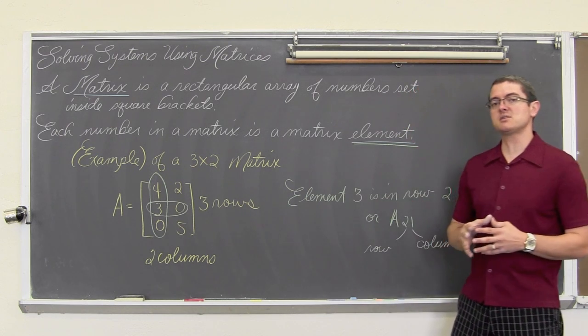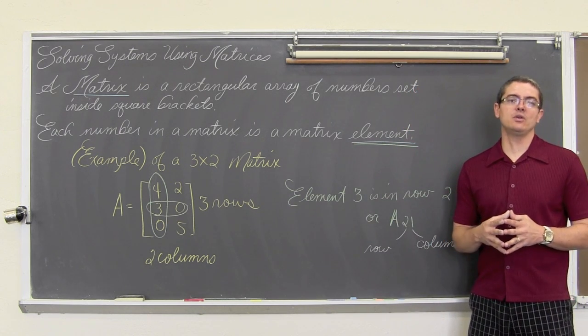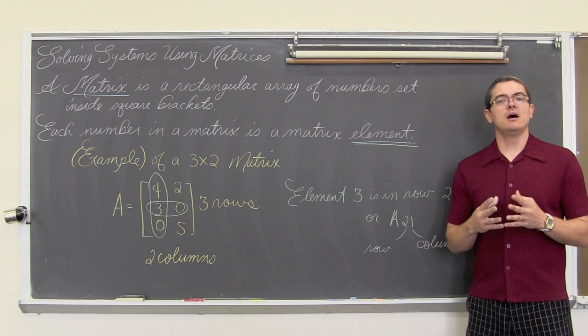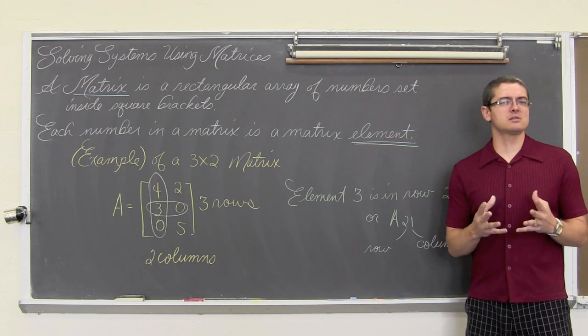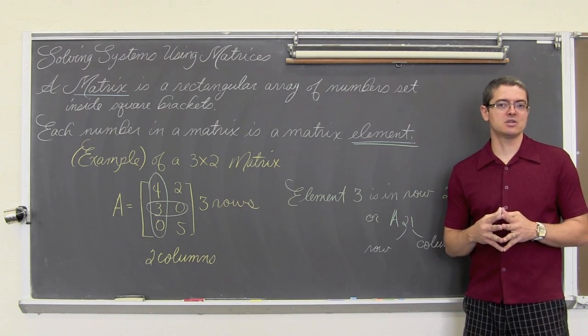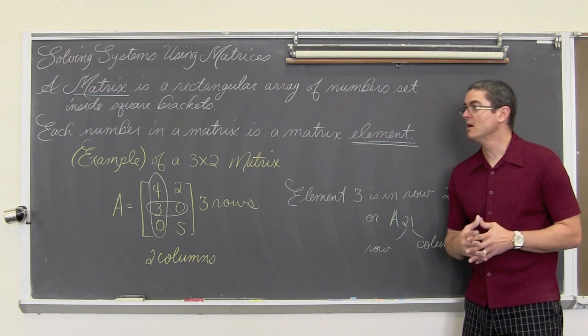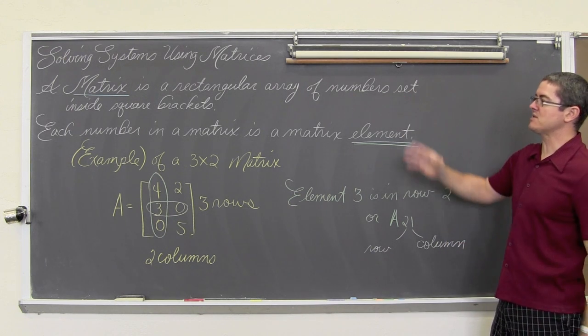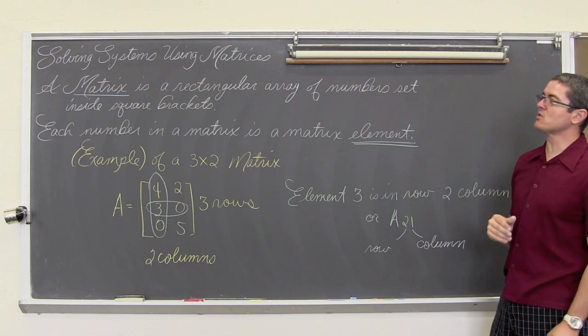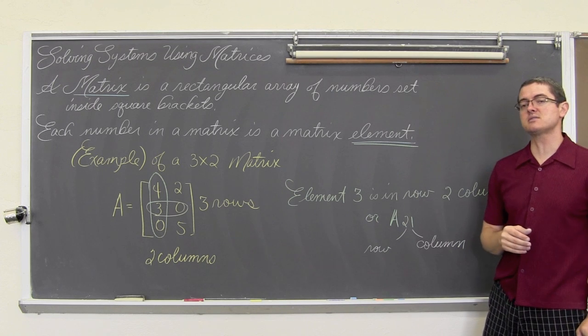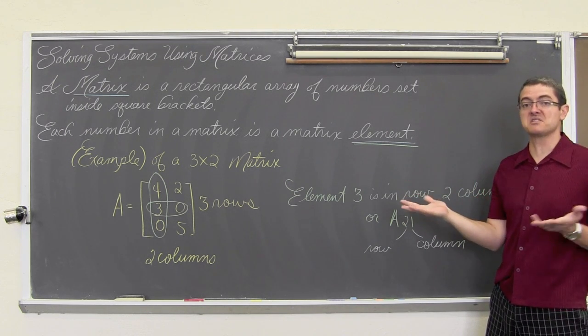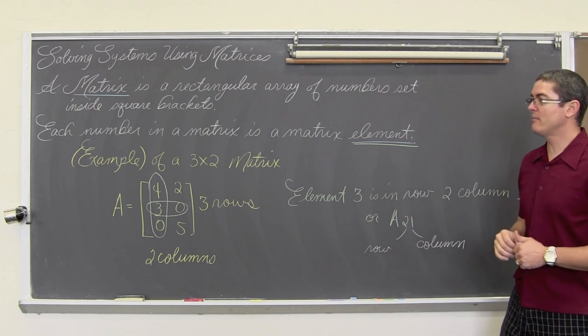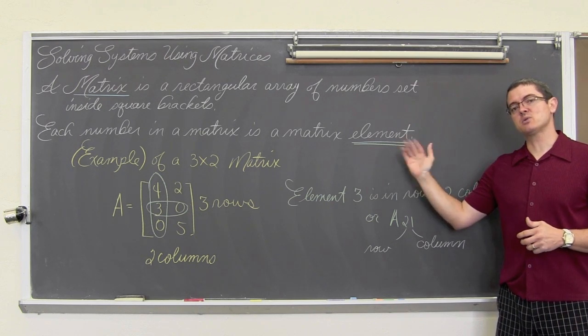A matrix is basically a way of writing systems of equations in shorthand notation, without having to include all the variables. So let's get the very, very basics down first. A matrix is a rectangular array of numbers set inside some square brackets. That's it. Each number in a matrix is called a matrix element.